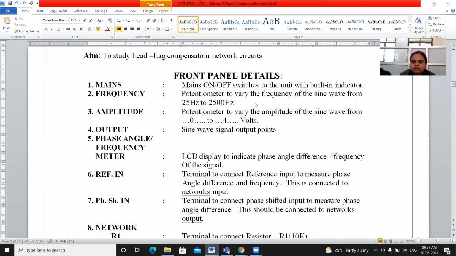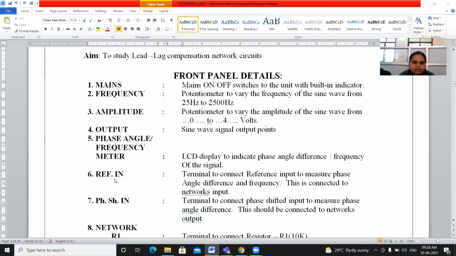The frequency of this kit can be operated from 25 hertz to 2500 hertz, and the amplitude is changed using a potentiometer, with a sine wave of 0 to 4 volts maximum. We get a sine wave signal output, and a phase signal and frequency meter, where you get an LCD display to indicate the phase angle difference or the frequency of the signal.